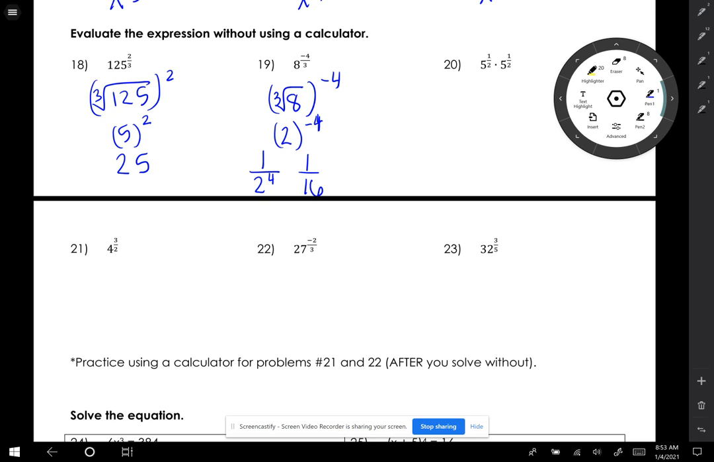For number 20, 5 to the 1/2 would be the square root of 5, times 5 to the 1/2 would also be the square root of 5. So square root of 5 times the square root of 5 would be 5, because the square root of a number times the square root of the same number equals whatever number is underneath.